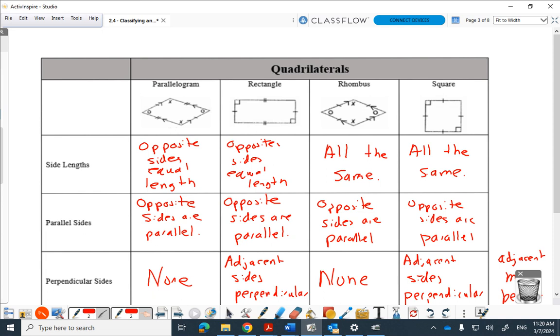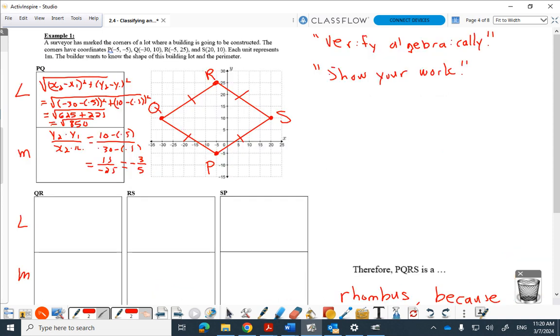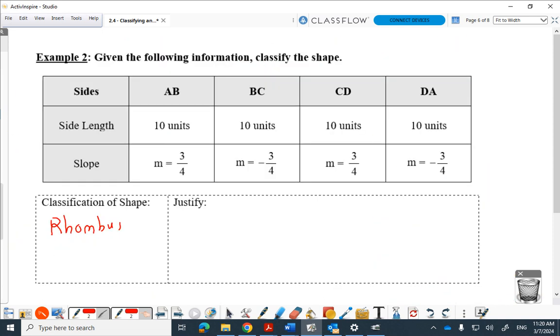Yes. So what one more thing would I need for it to be a square? They need to be perpendicular, and they're not. They do change signs, but they don't flip. So we need to change signs and flip. Rhombus, justify. All sides equal length, but, and I'll put that on there, but no perpendicular sides. Okay?